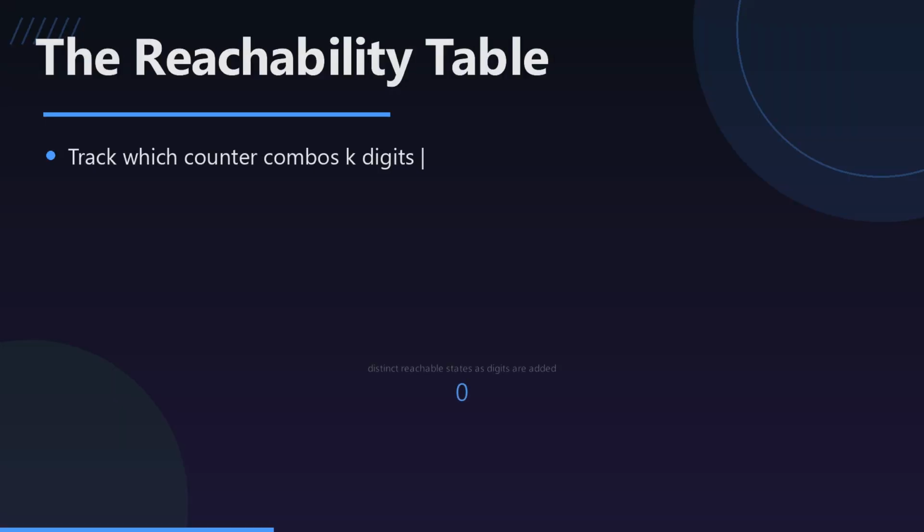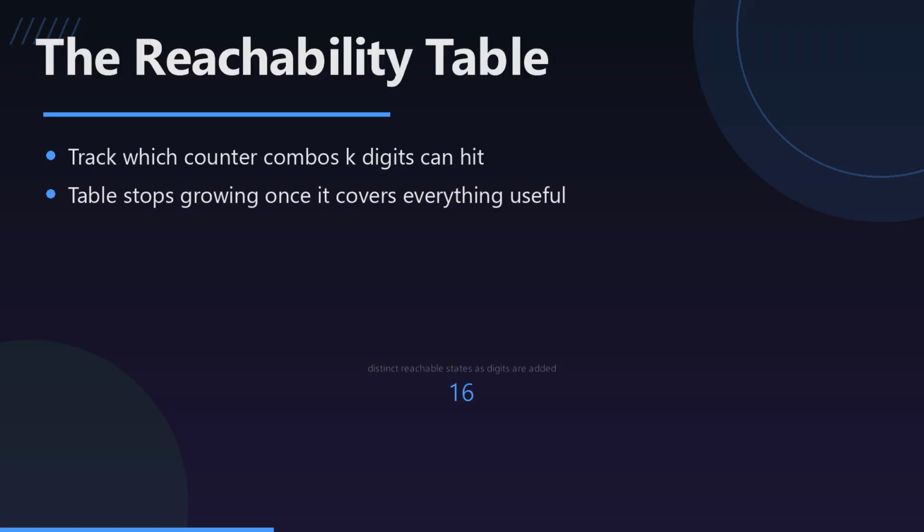So we build what I call the reachability table. Start with 0 digits placed and all 4 counters at 0. Add 1 digit and track every new combination of counters that's now reachable. Add another digit, same thing. This is the same 4 counters again, just growing digit by digit. There's the pattern. The table grows fast at first, then stops growing entirely. Because once it can already hit our target, more digits just repeat old combinations. That's when we stop building it.